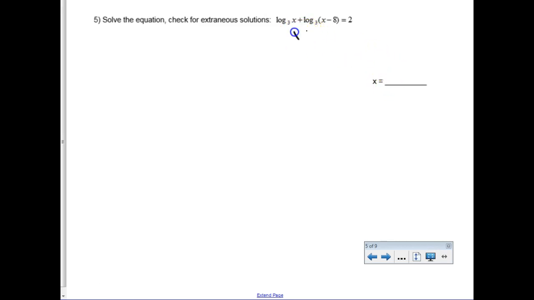This is, again, like your test. We're collapsing these down. We know we're supposed to multiply the inside stuff together, so that becomes x squared minus 8x equals 2. Now notice this time, you have to exponentiate, or at least do the rewrite formula.